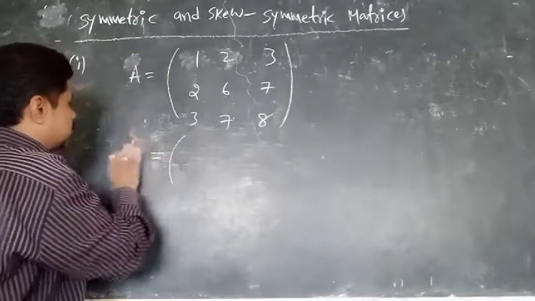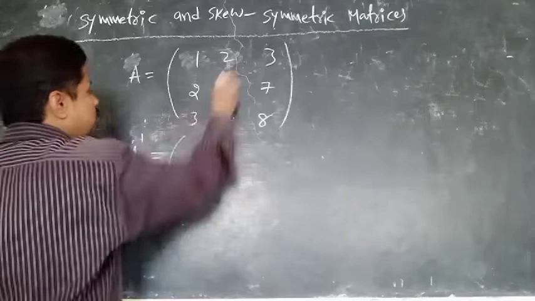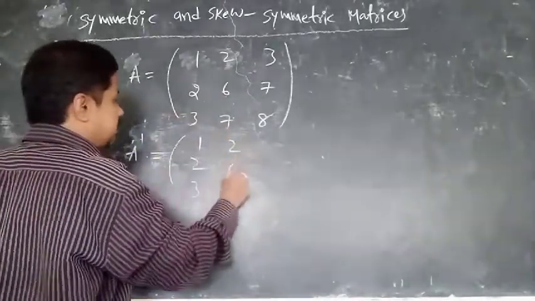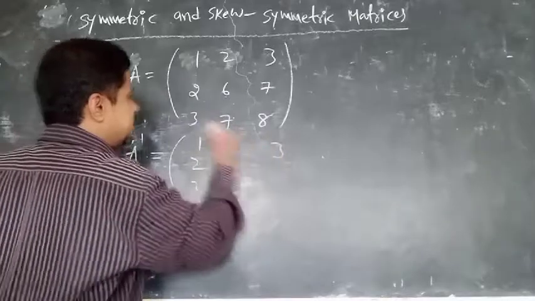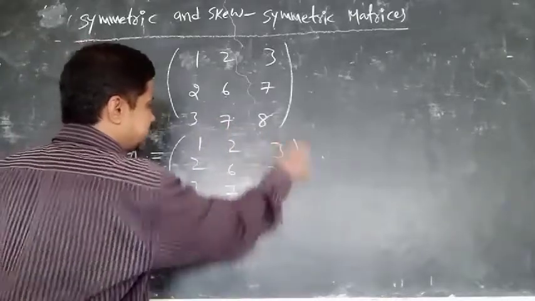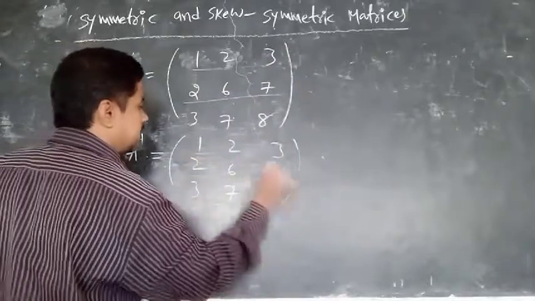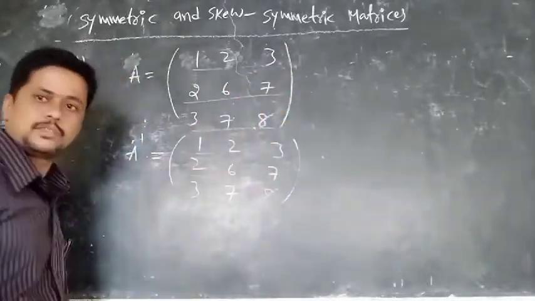A transpose is equal to what? First row will become first column: 1, 2, 3. Second row: 2, 6, 7. Third row: 3, 7, 8. Check this: 1, 2, 3 and 1, 2, 3, same. 2, 6, 7 and 2, 6, 7, same. 3, 7, 8 and 3, 7, 8.